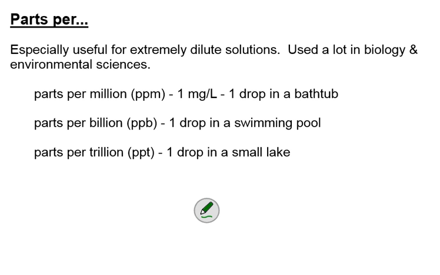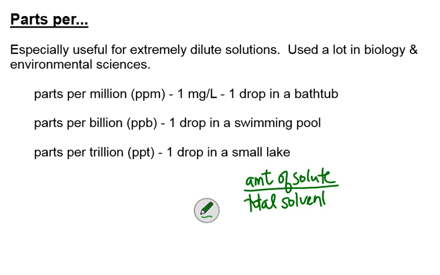How would you calculate any of these? It's the same as your percent formula. You would do the amount of your solute divided by the total of your solution. But instead of timesing by 100 to get a percent, you would times by 10 to the 6 for a million, or you would times it by 10 to the 9 for a billion, or you would times it by 10 to the 12 for a trillion.